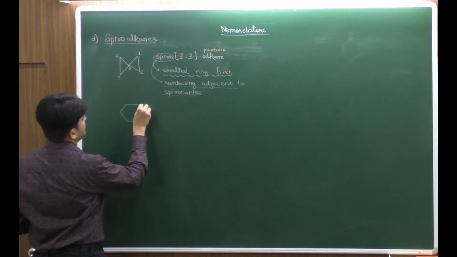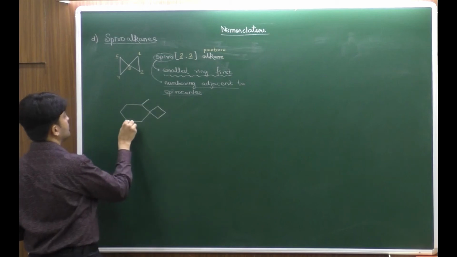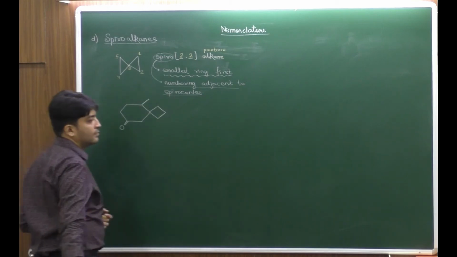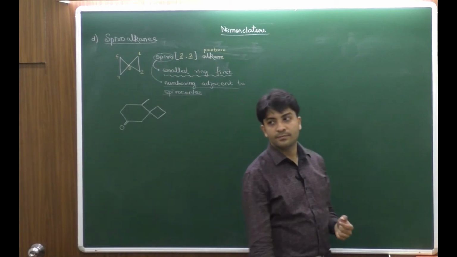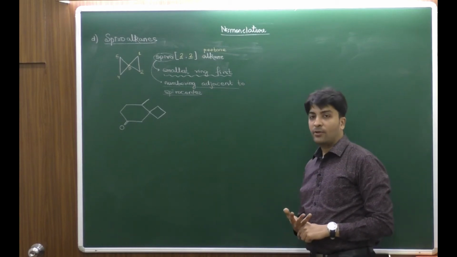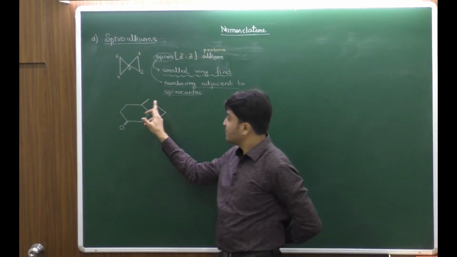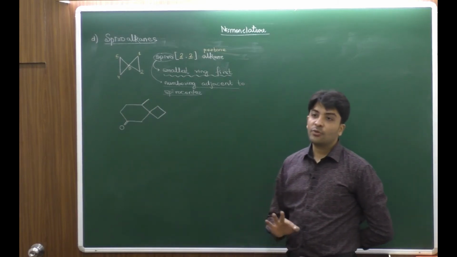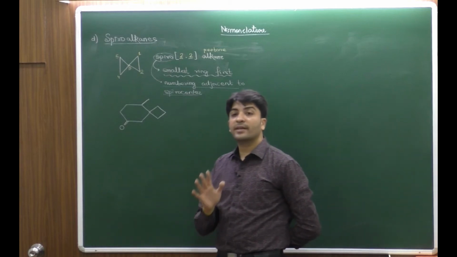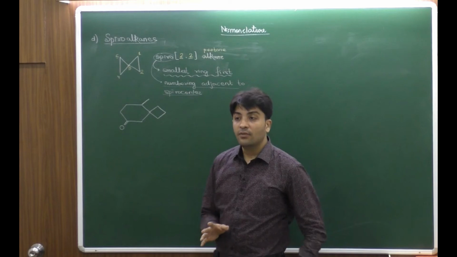Let's take another example. Let's say we have this. So everyone, in a spiroalkane, first you have to start the numbering adjacent to the spirocenter. So it will be either this or this carbon. But then you have to take the smallest ring first, irrespective of the functional group. Irrespective of the functional group.